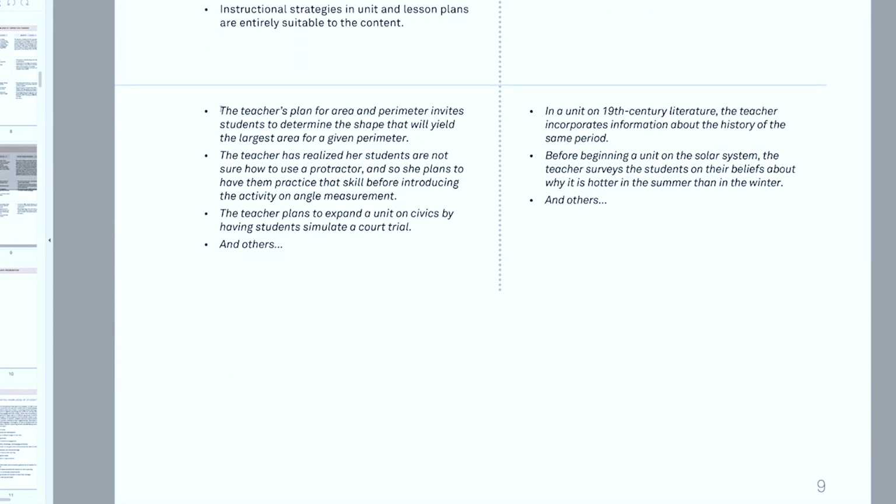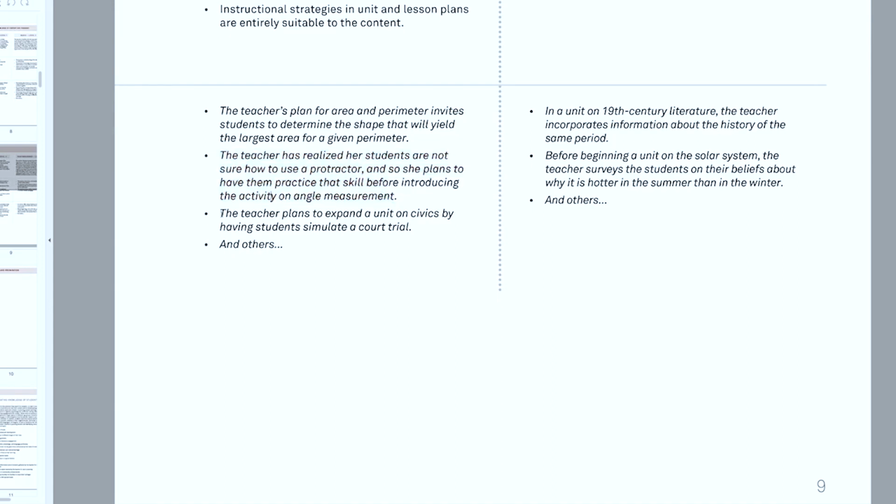I like to go to the actual, what teachers would do. Like here, you can see the teacher's plan for area perimeter invites students to determine the shape that will yield the largest area for a given perimeter. So they're giving you a math example here. The teacher has realized her students are not sure how to use a protractor, and she plans to have them practice that skill before introducing an activity. So this is the anticipation of student knowledge and prerequisite skills. So as the teacher, you anticipated that skill and you know they're going to need practice.